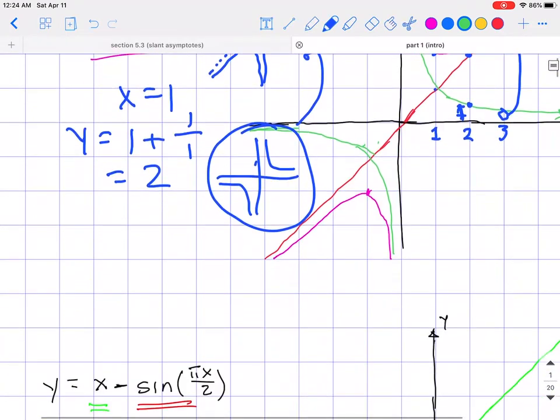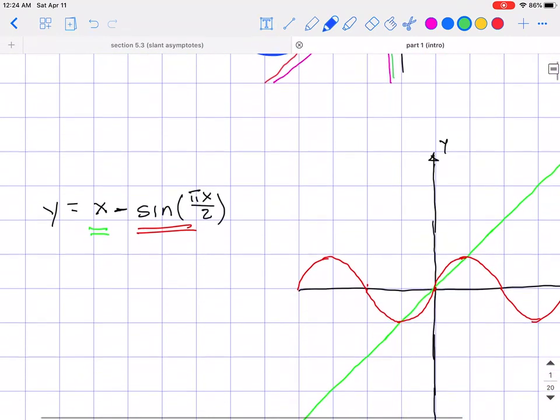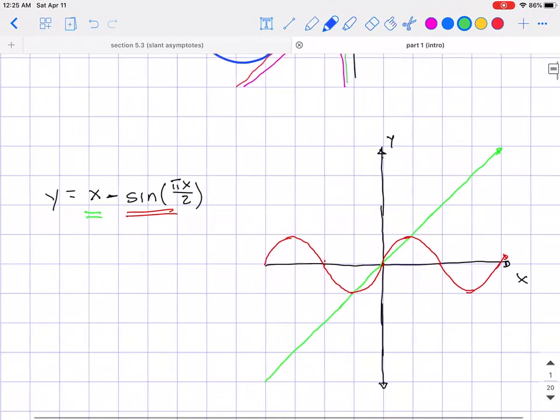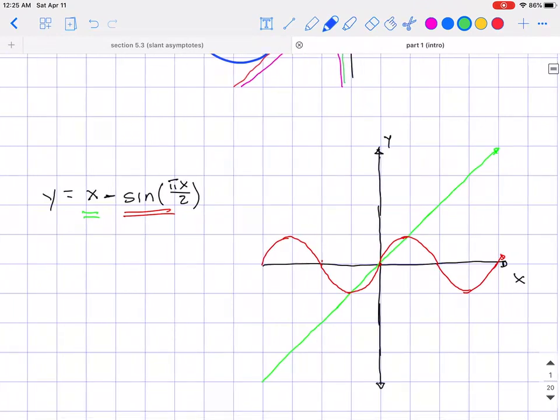So let's take a look at another example, and hopefully you can see it a little better. Let's say we have y is equal to x minus sine of pi x over 2. Again, what I did was graph each one individually.